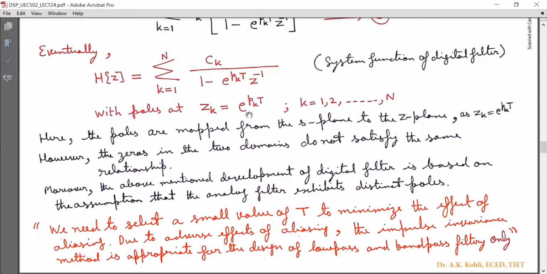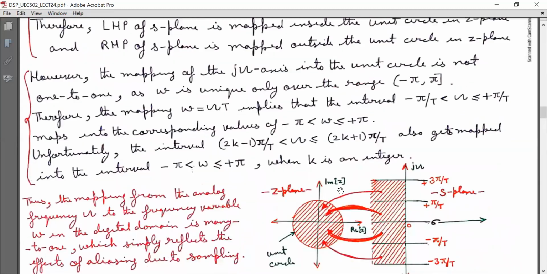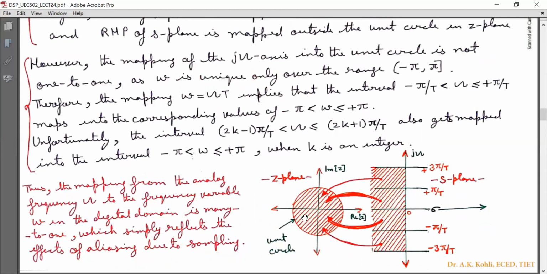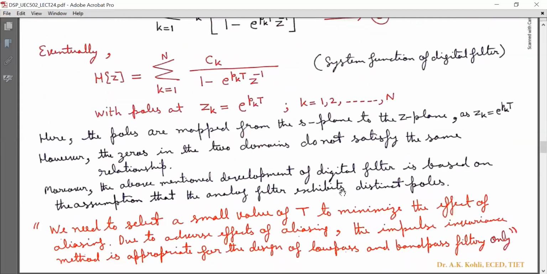So to avoid aliasing, as we discussed here, in this mapping process it was many to one. The only solution was to keep capital T as small as possible. That is, the sampling frequency is increased as much as possible to avoid aliasing. So we need to select a small value of capital T to minimize the effect of aliasing. That is, keep the sampling interval as small as possible.